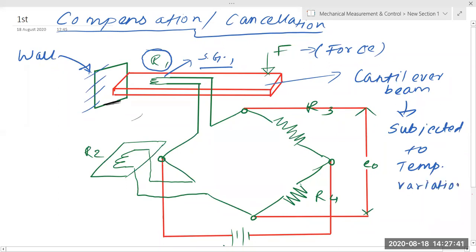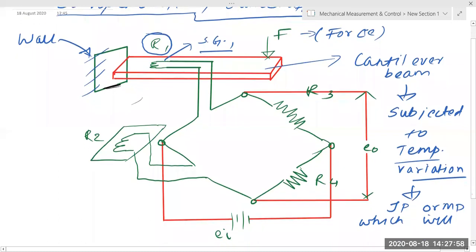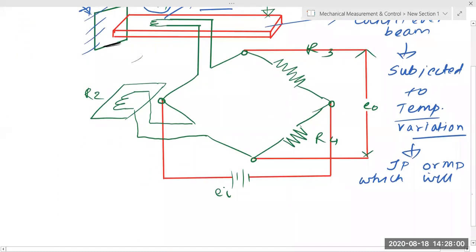So this temperature variation will lead to interference input or modifying input, which will, can anyone say what will it do? This interference input or modifying input will do what? It will change the resistance. It will lead to resistance change, delta R. Simple.